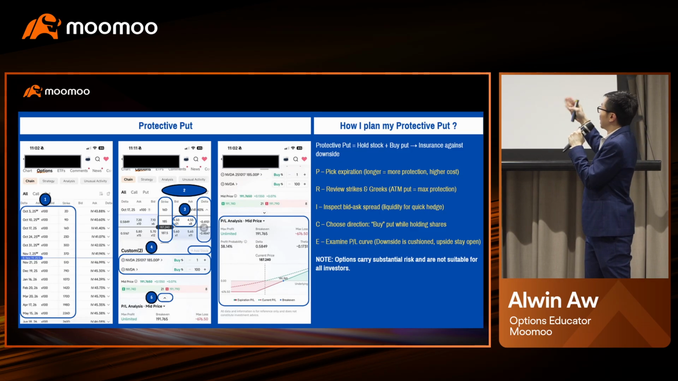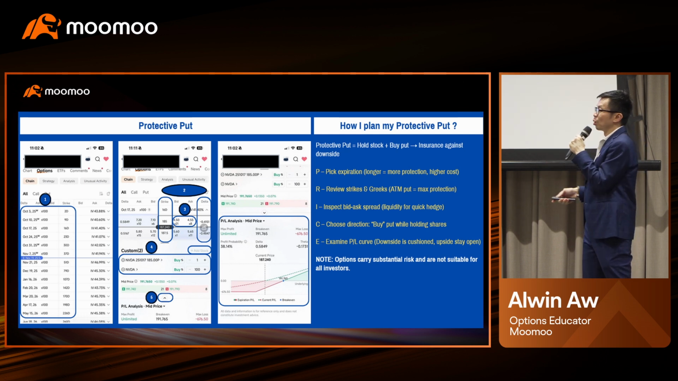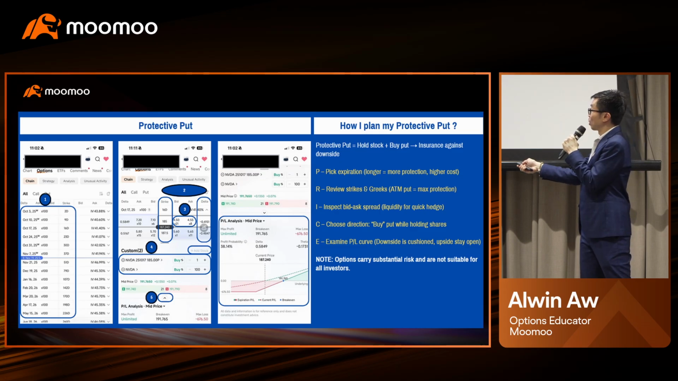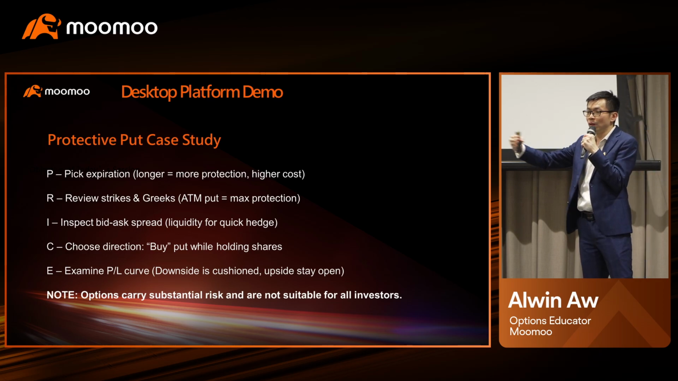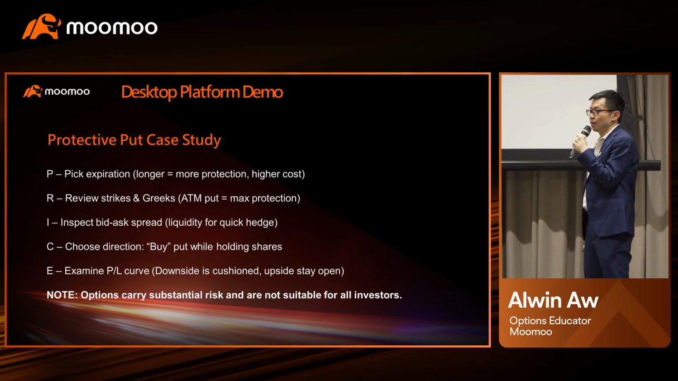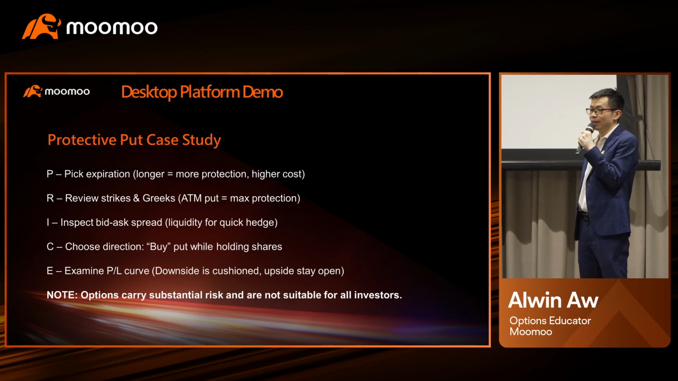Then once you inspect the bid and ask spread, then you can choose your direction, make sure it's buy for protective put, and then examine the P&L curve. All right? So with the P&L curve, when you look further, the downside is always a cushion. So the cushion is you will profit when you go past your break-even price. So let's say the stock is at $100, you buy a put at the money $100, you pay $2 for the put, so you will only profit from it when it goes $98 and below, right?